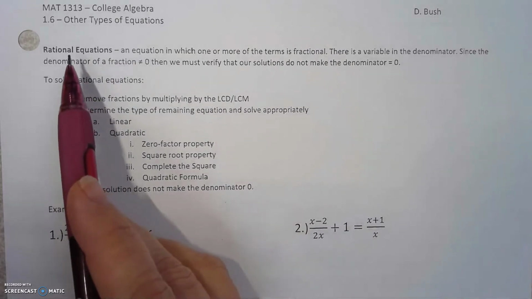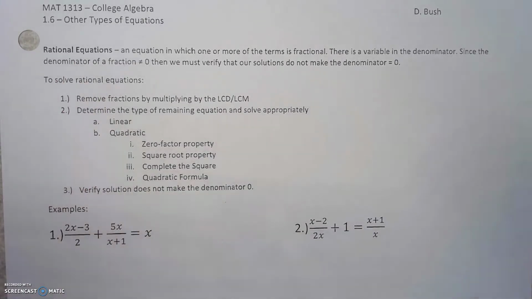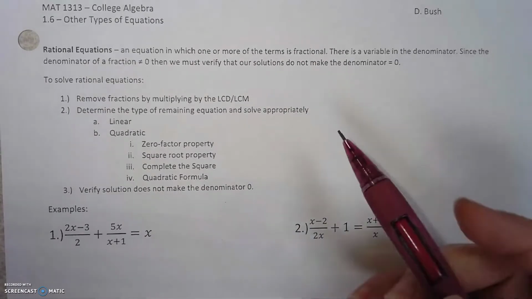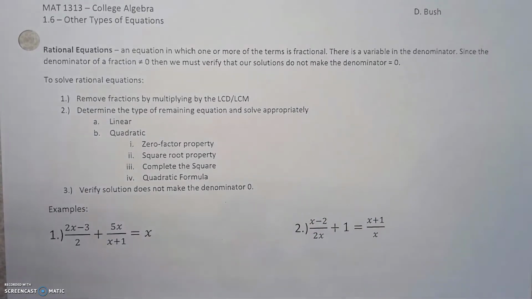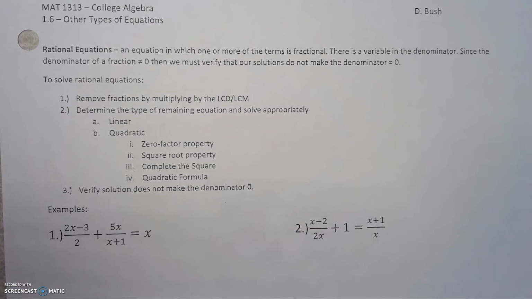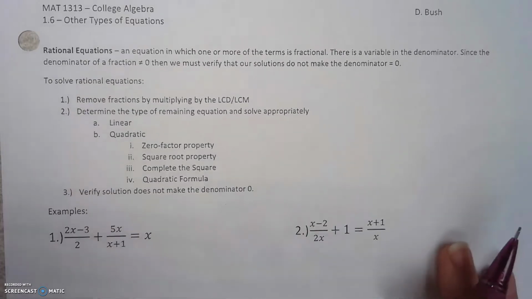So when you're thinking about a rational equation, what makes it different from the other ones that we've talked about, in that where there's a fraction, is that now the variable is in the denominator. Back when we talked about linear equations, there were equations that had fractions in them, but the denominator was always just a number. In rational equations, the variable is now in the denominator.